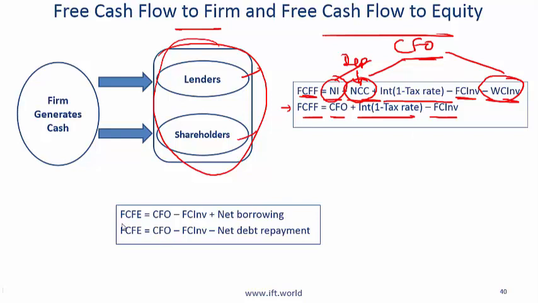And then in terms of free cash flow to equity, that is the money available to equity holders. So money available to equity holders is CFO minus the investment in fixed capital plus net borrowing. Another way of looking at it is if the equity holders are paying back the debt holders, then you can also say minus the net debt repayment, because that is money going from the shareholders to the lenders.